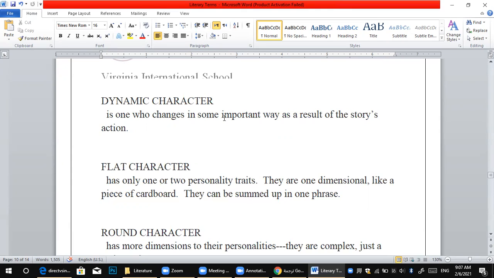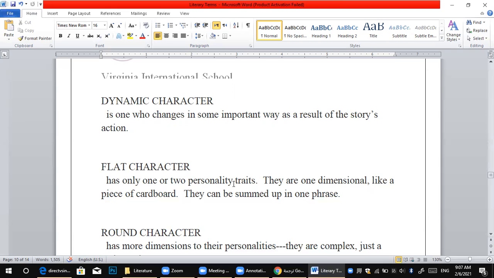So she is a dynamic character, a character who turns or changes in an important way in the story. This is called a dynamic character. After that, we have the flat character. A flat character has only one or two personality traits.